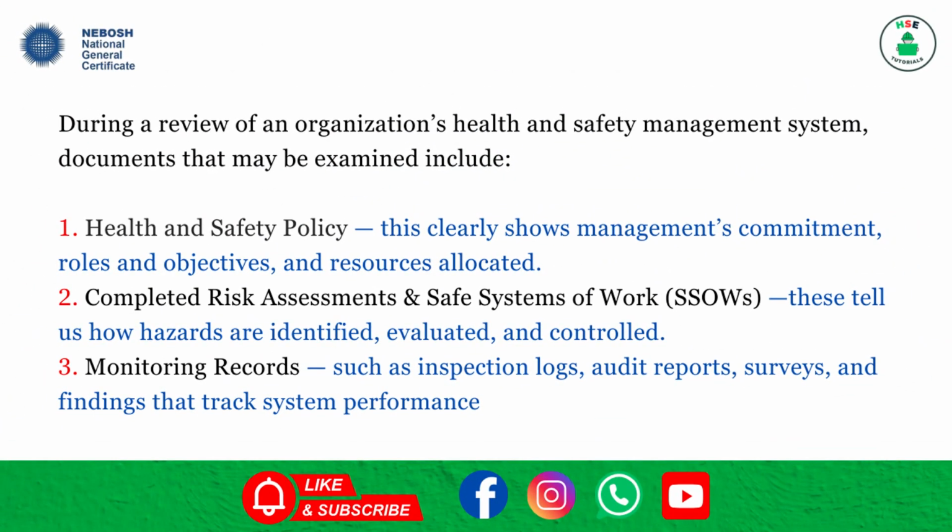During a review of an organization's health and safety management system, documents that may be examined include: 1. Health and safety policy. This clearly shows management's commitment, roles and objectives, and resources allocated. 2. Completed risk assessments and safe systems of work. These tell us how hazards are identified, evaluated, and controlled.